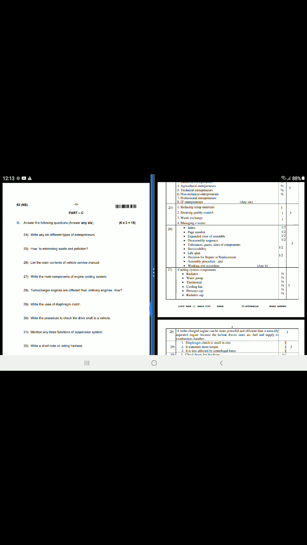Then, how are turbocharged engines different from ordinary engines? So a turbocharged engine can be more powerful and efficient than a naturally aspirated engine because the turbine forces more air and fuel supply to the combustion chamber.